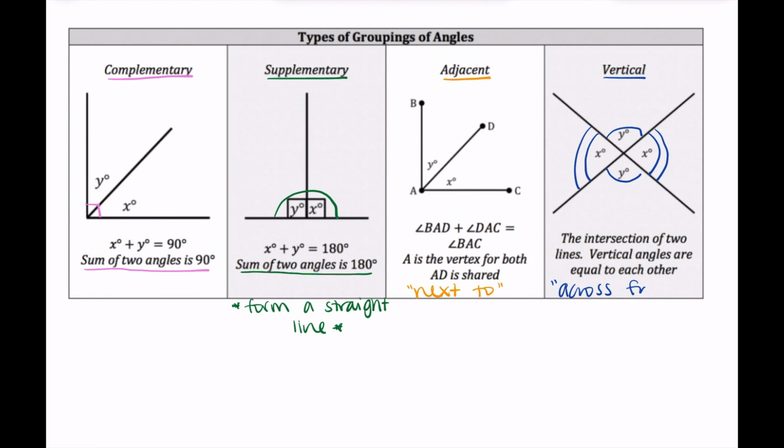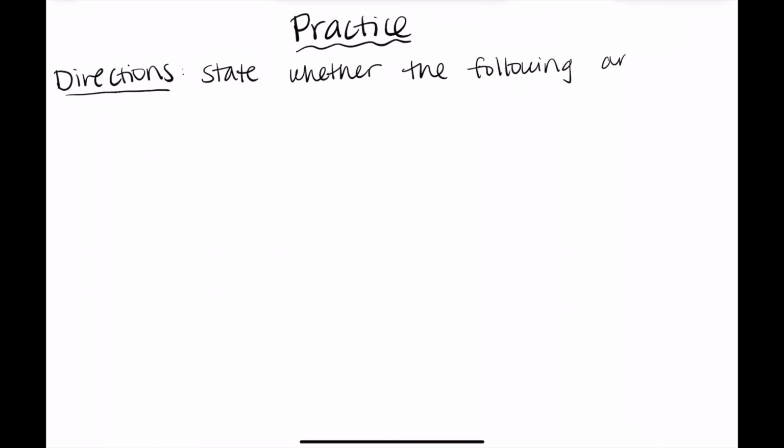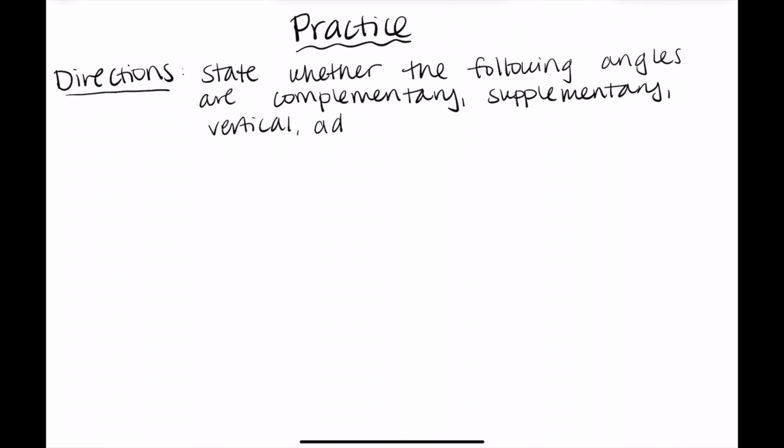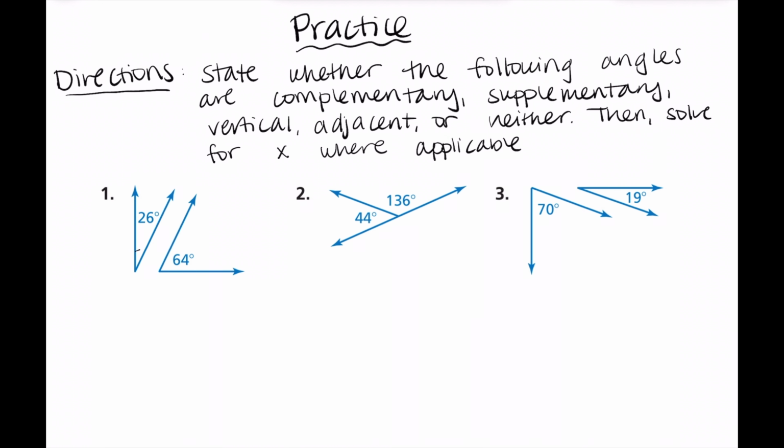So now that we've gone through and defined all four types of angles, I would highly encourage you guys to pause the video here, make sure you have all of this written into your notebook before we move on to our practice section. So for our practice section for today, the directions say to state whether the following angles are complementary, supplementary, vertical, adjacent, or neither. Then solve for x where applicable. So most of our practice section today is just classifying these different types of angles, but we'll have a few that require solving as well.